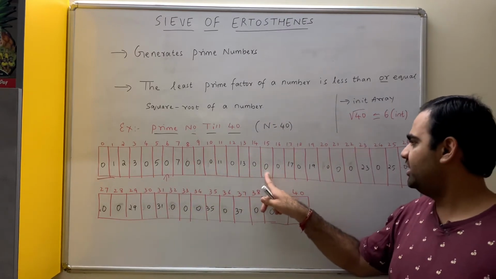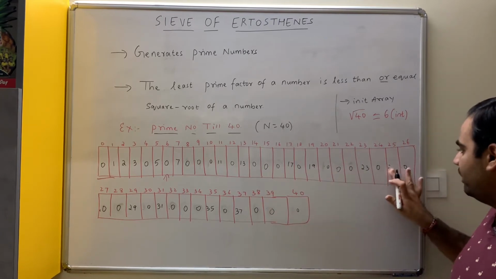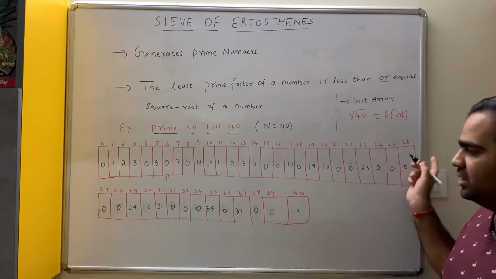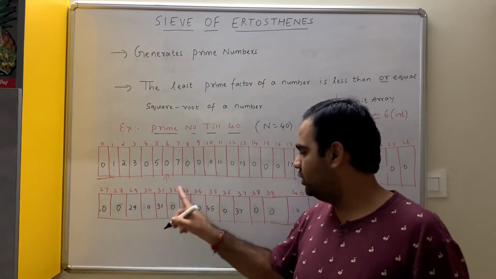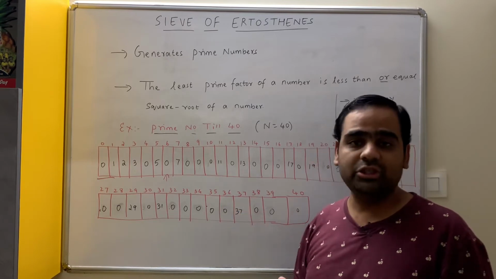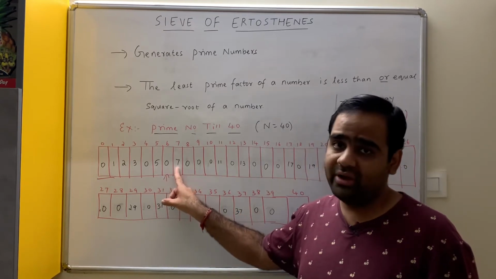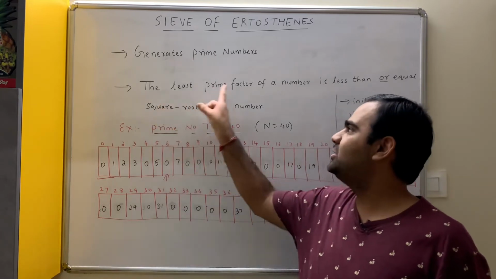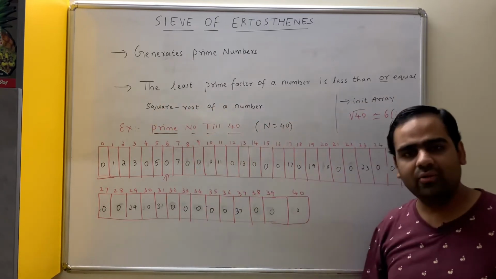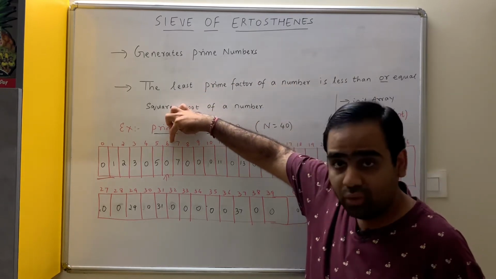15 which is already 0, 20 which is already 0, but 25 make it as 0. Next is 30 already 0, make 35 as 0. Take the next non-zero number. What is the next non-zero number? 7. But we know that the least prime factor of a number is less than or equal to square root of the number. That means I need to do the procedure only till 6.